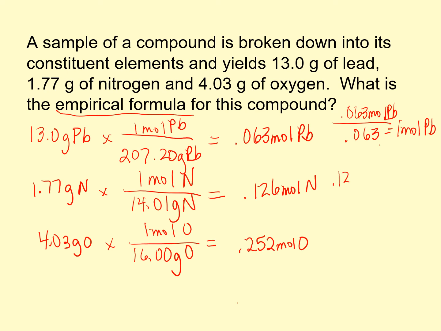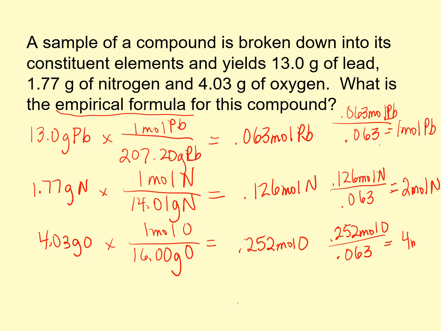All right, 0.126 moles N divided by 0.063. Notice there's no units on this bottom number because it's just a factor to try to get things to whole numbers. Okay? All right, and then 0.252 moles of oxygen divided by 0.063. Here's what I find out, that there are 4 moles of O. All right, now we're ready to change. So we did grams into moles, moles into whole numbers. Now we can write those whole numbers as subscripts.